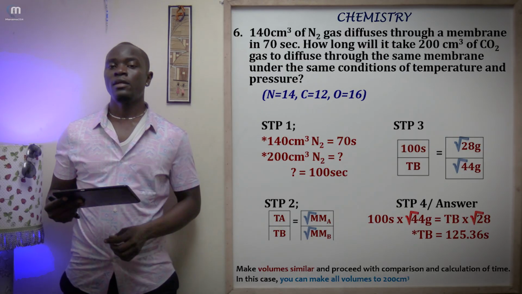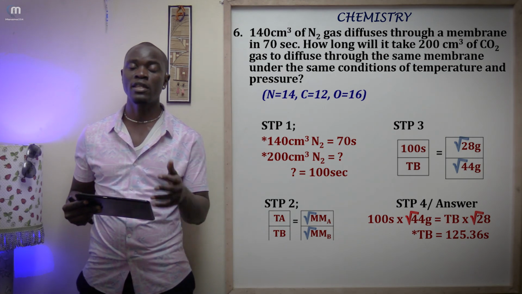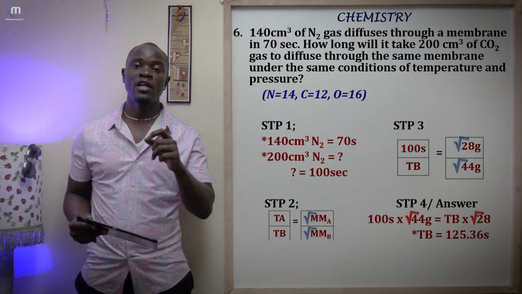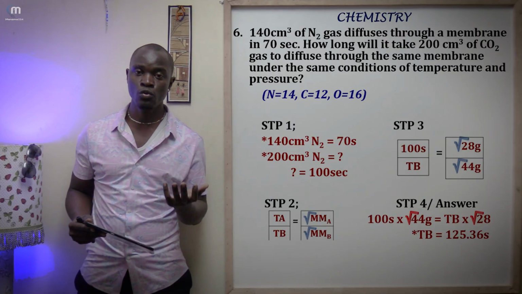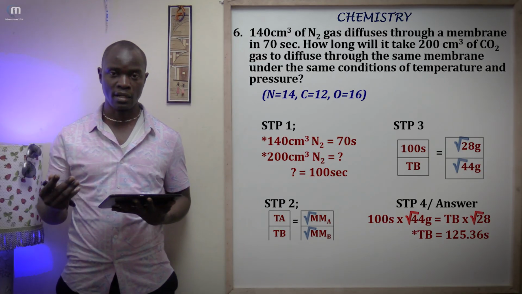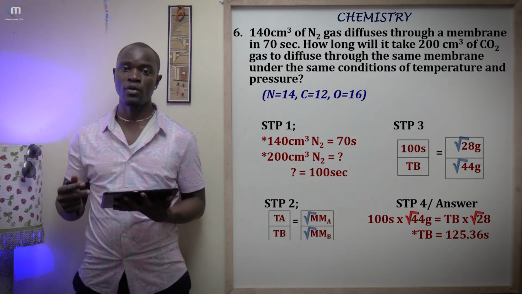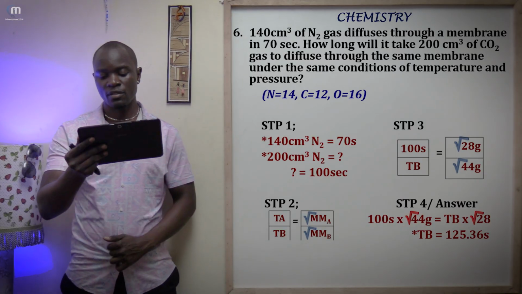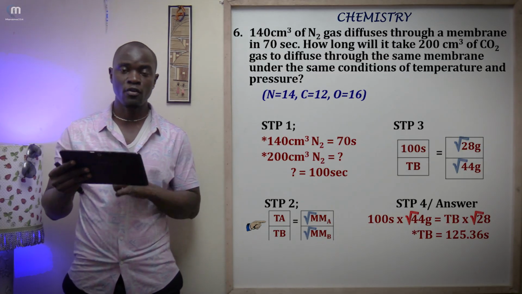So the next thing that we should do is find the relative molecular masses of these elements. For the nitrogen, we have nitrogen gas, which is N2. So we're going to say 14 times 2, we're going to get 28 grams. So nitrogen is 28 grams. For carbon dioxide, we have carbon and 2 oxygen. So if you add the relative molecular mass, you're going to get that it is 44 grams. So after that, we are now going to apply the formula of Graham.